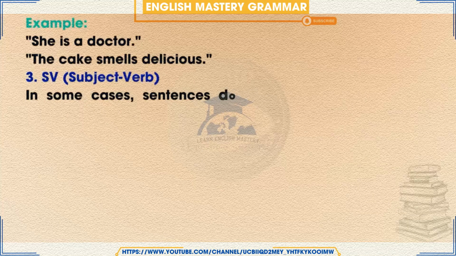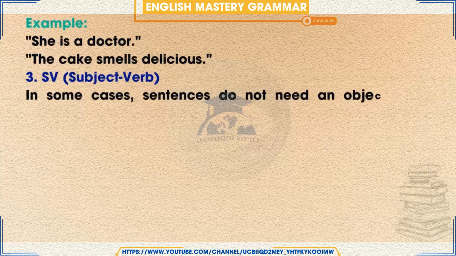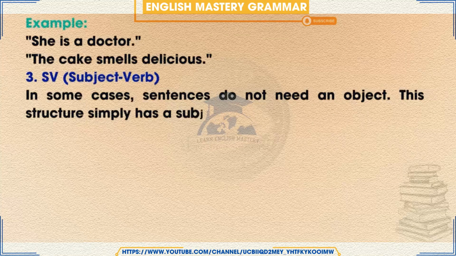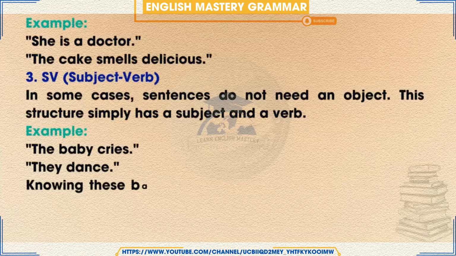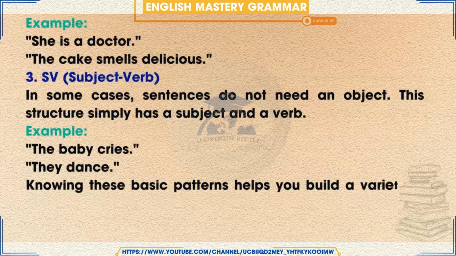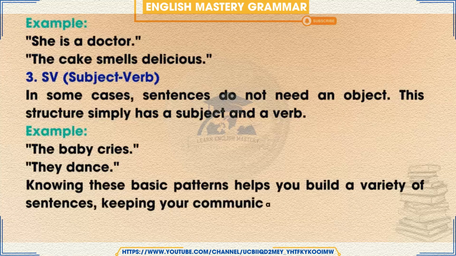3. SV: subject, verb. In some cases, sentences do not need an object. This structure simply has a subject and a verb. Example: The baby cries. They dance. Knowing these basic patterns helps you build a variety of sentences, keeping your communication clear and precise.